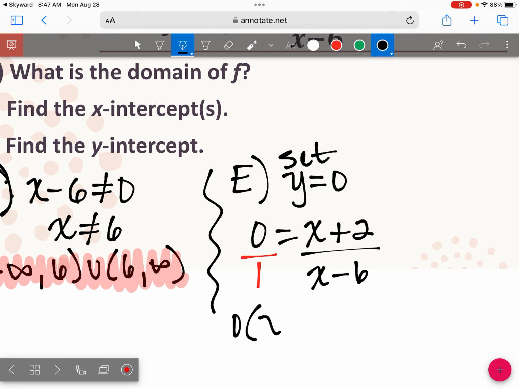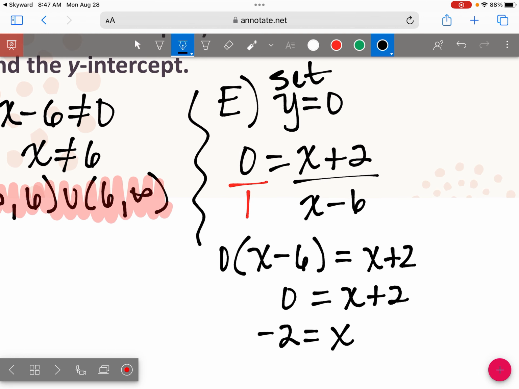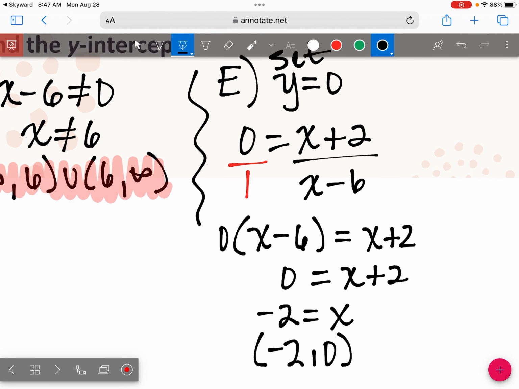So that would be 0 times (x minus 6) equals 1 times (x plus 2). 0 times anything is 0. So you should get that negative 2 equals x. Now, whenever you're asked to find the intercept, you have to write that as an ordered pair. And some people lost a half a point or a point on the test because they did not write it as an ordered pair. So if you're asked to find an intercept, you always write that as an ordered pair.